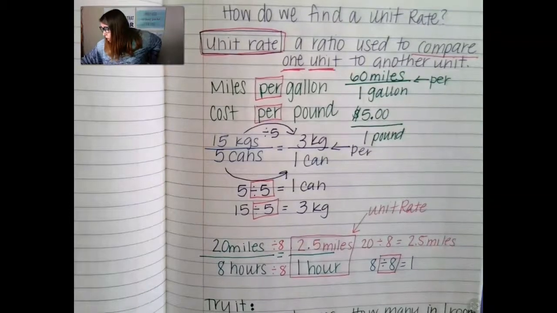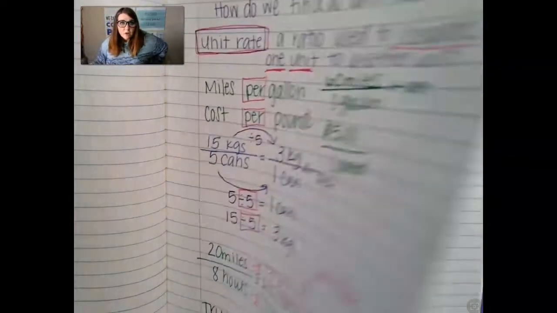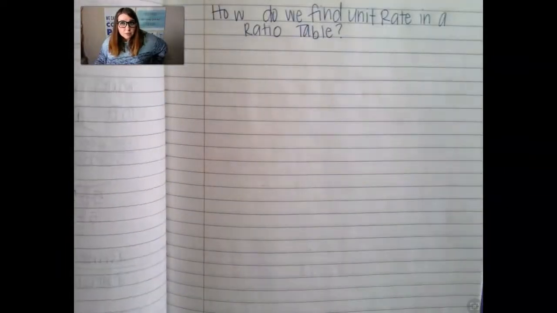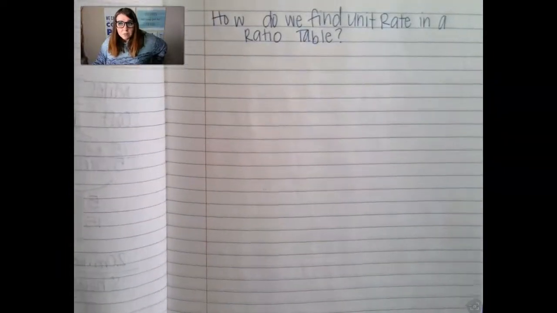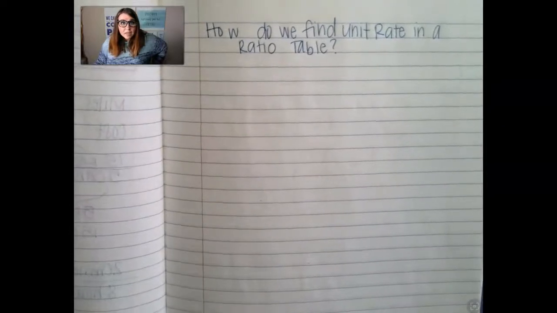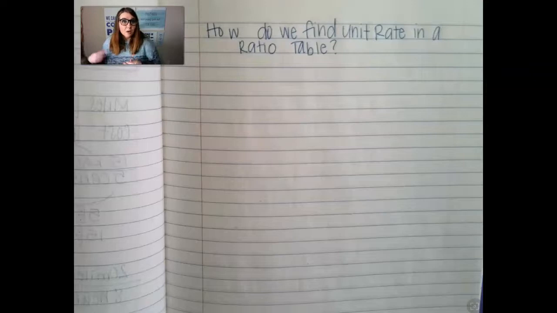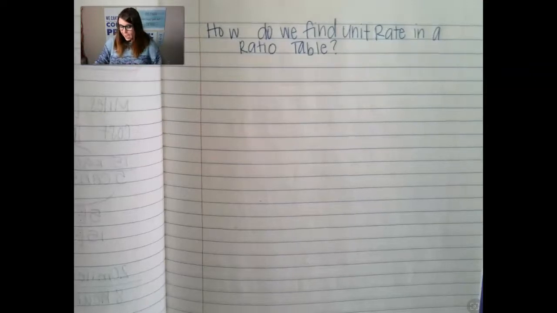Well, today what we're going to do is use our knowledge of ratio tables, organizing all of our information into a table and then finding out how to get to unit rate, which is having the 1 on the bottom. So we're kind of combining everything all into one. So let's look at our first thing.